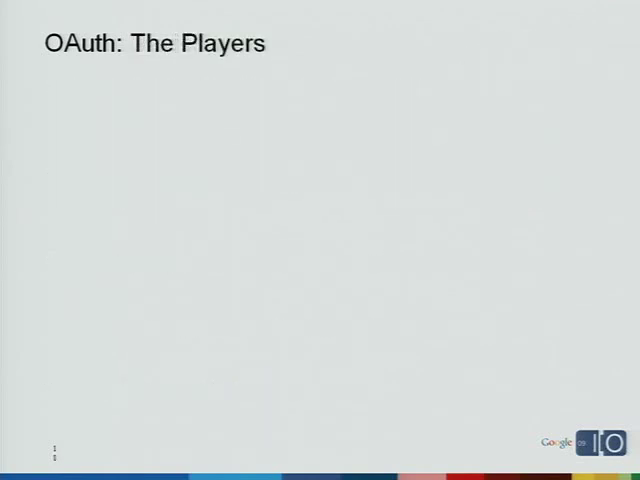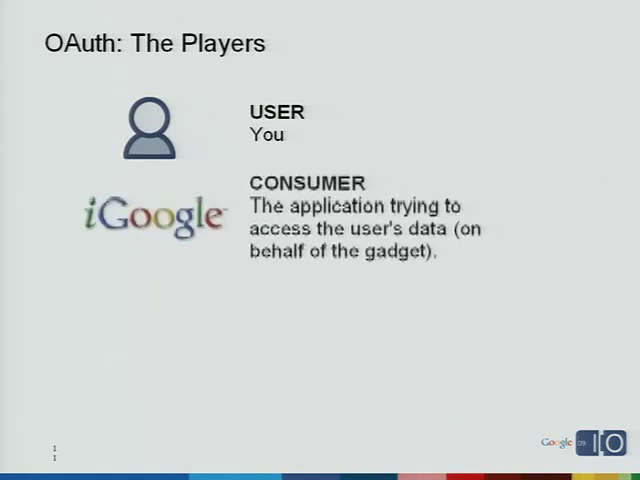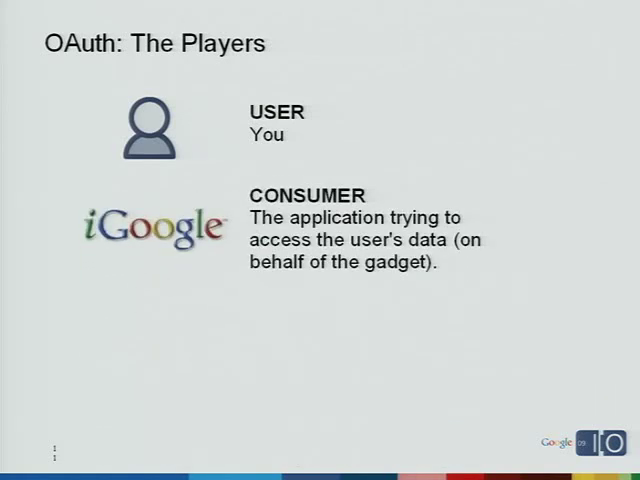So to give a little background about how OAuth works, we're going to start first by looking at the players in this OAuth dance. First of all, there's the actual user of the gadget, which would be you yourself or anyone else sitting in front of the computer. Next comes the consumer. The consumer is the application that's trying to access the user's data. In our particular case, the consumer is going to be iGoogle, who's going to be requesting the data on behalf of the gadget.